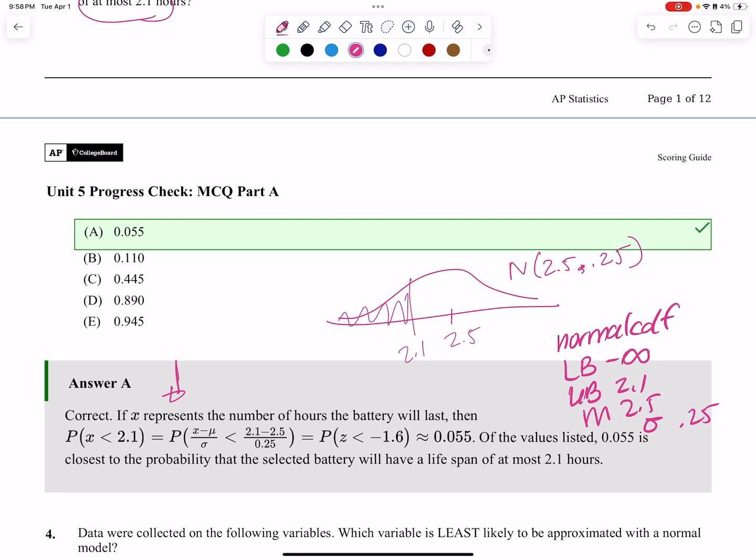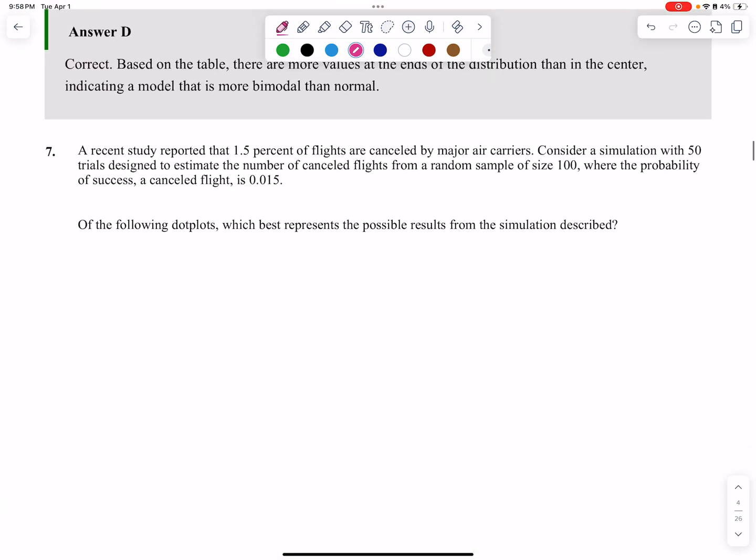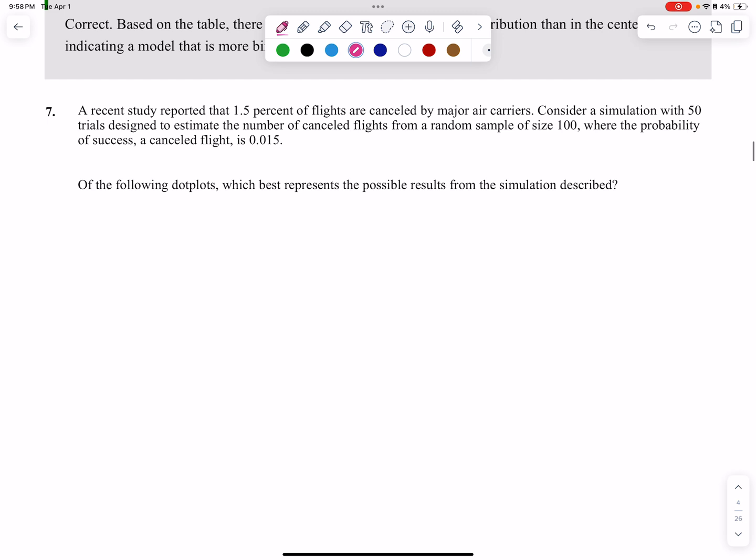Okay, let's look at number 7. It says, of the following dot plots, which one best presents the simulation described? I'm looking for 1.5% of flights canceled by major airlines, and I want a simulation with 50 trials. Estimate the number of canceled flights for a random sample of size 100, where the probability of a canceled flight is 0.015, because that's 1.5%.